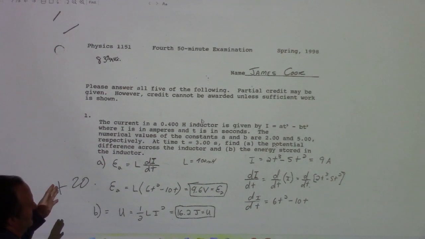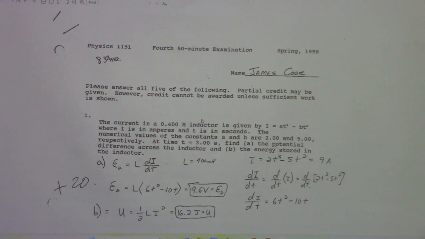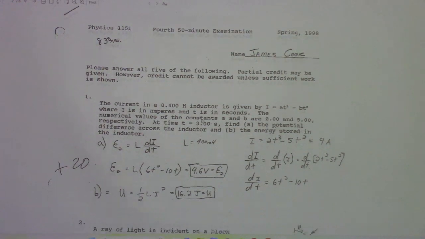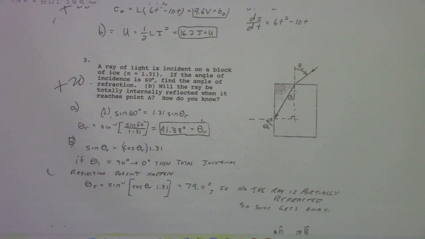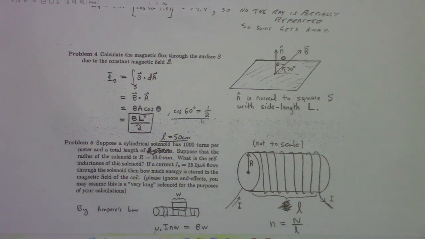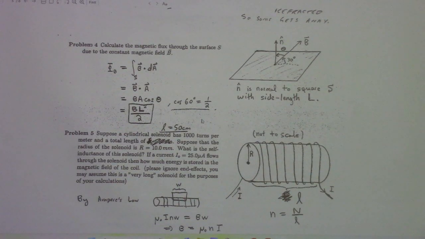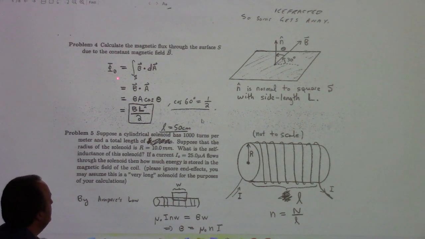Okay, so to start with, we haven't covered this yet, so I can't talk about that. Sorry. And optics, we may or may not cover. I can't remember. This one's easy enough. Calculate the magnetic flux through the surface due to the constant magnetic field B.